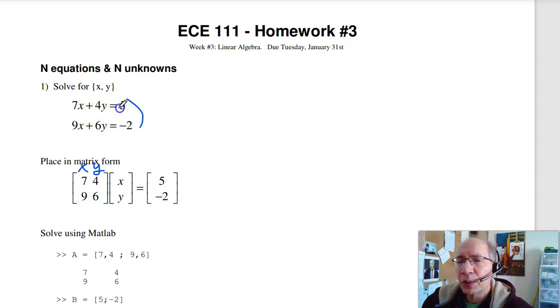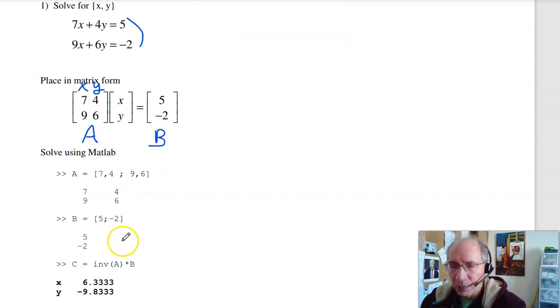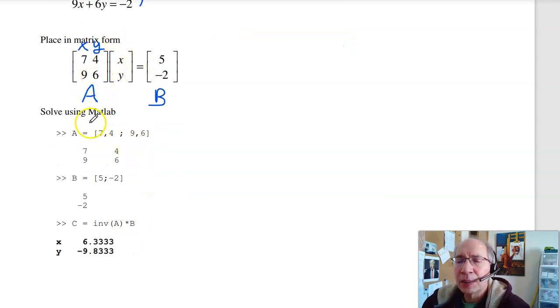So to put two equations and two unknowns into matrix form, you just take the coefficients, sort them, x and y, that'd be this guy right here, and then write out the coefficients. 7 times x, 4 times y is 5. In MATLAB, I can input that. To input A, I would do A equals square bracket, that's the start of the matrix, 7 comma 4, semicolon, next row, 9 comma 6, end of matrix, and this is what shows up, and you can look at it and say, yep, that's correct.